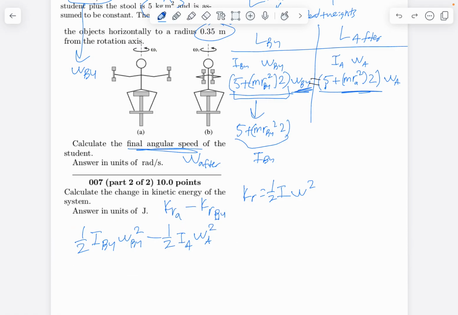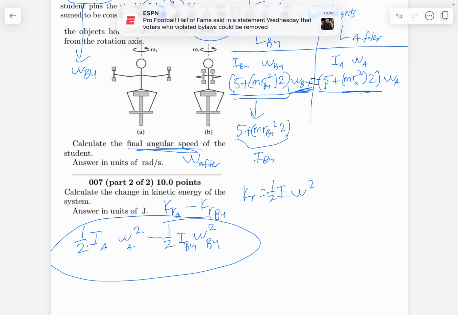Oh, I guess I mixed them up. So beginning should be after and ending should be before, but it's the same idea. What's the negative number? Right, but you know everything. You just need to put it in the calculator and you get a number.